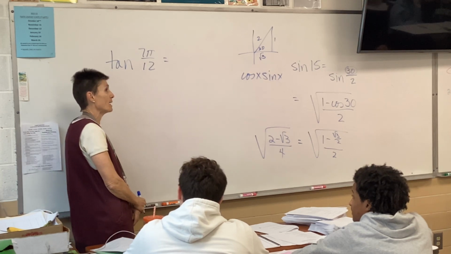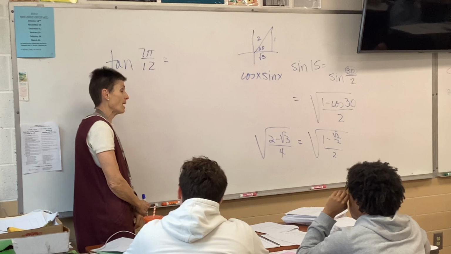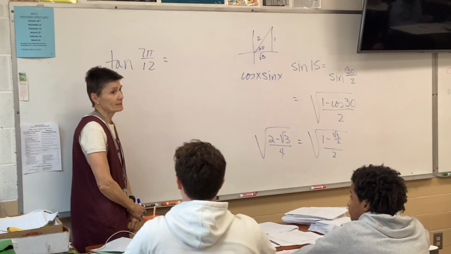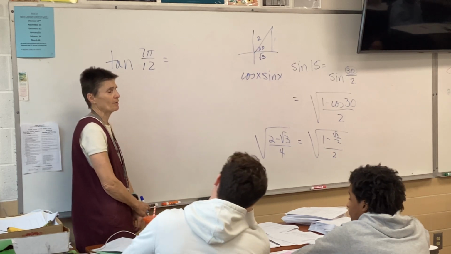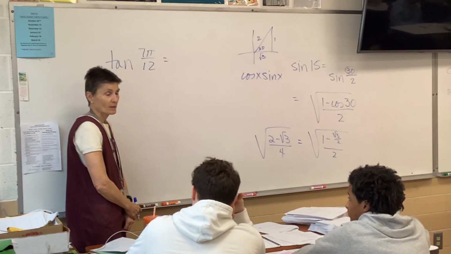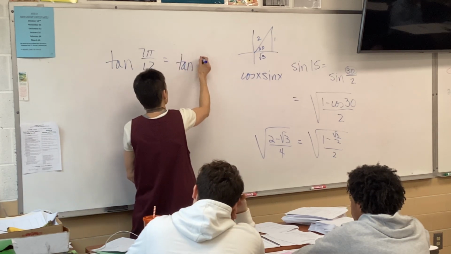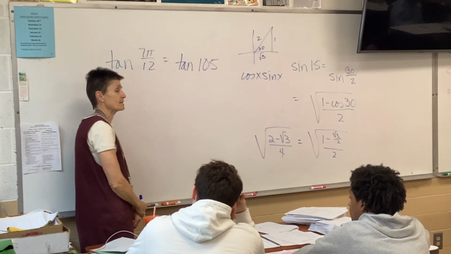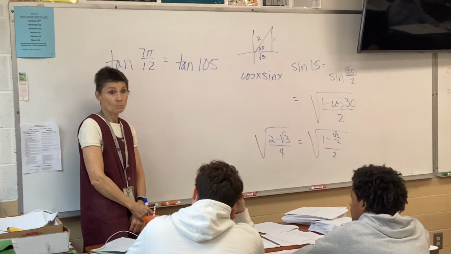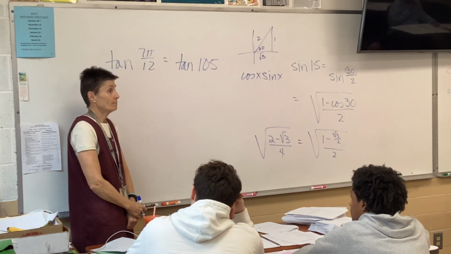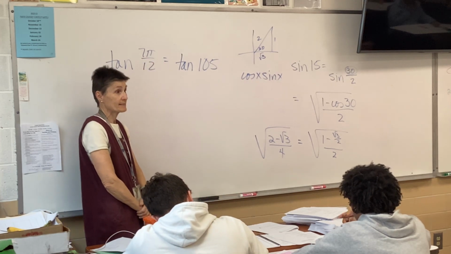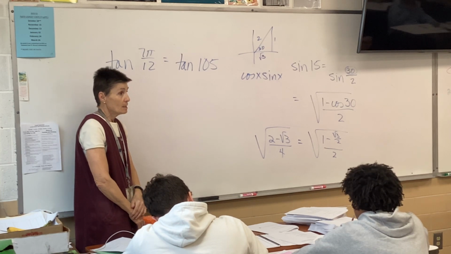Well, I'm hearing all kinds of crazy. It's not 150 degrees. 7 pi over 6 is 150 degrees. No, 5 pi over 6 is 150 degrees. This is 7 pi over 12. What did you say it is? He says it's 105. How does Peter know that 7 pi over 12 is 105? Pi is 180, right? So this is 7 180s divided by 12. He said that's 105.